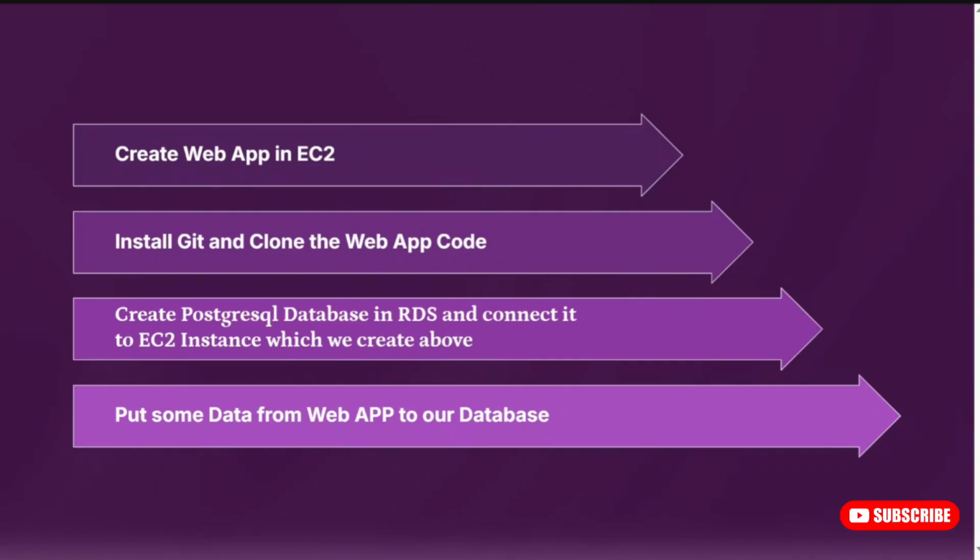Then we'll move on and create a PostgreSQL database in RDS. As I told you, we have multiple engines, so in this case we will create a PostgreSQL database and connect it to our EC2 instances. Then we will put some data into that UI. As I told you, it's a form, so we'll put some data into that form and check whether the data is stored in the database or not.